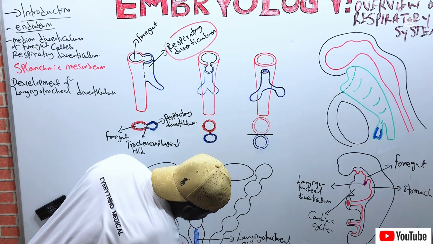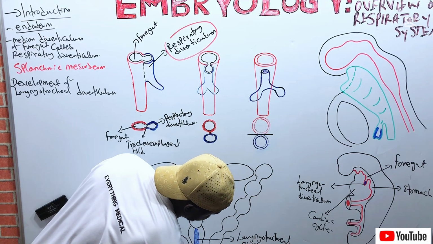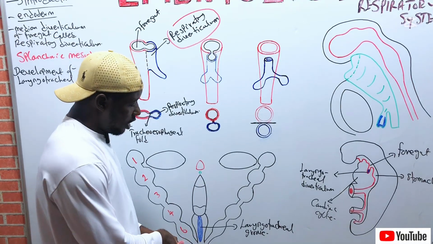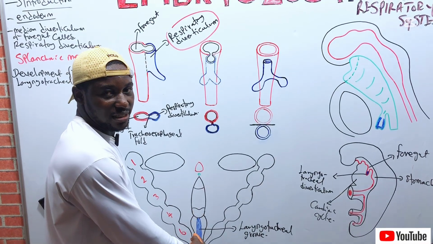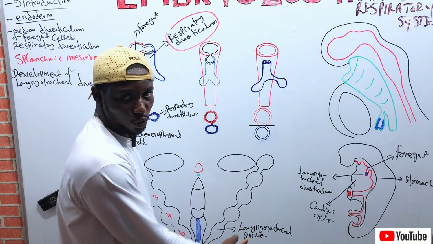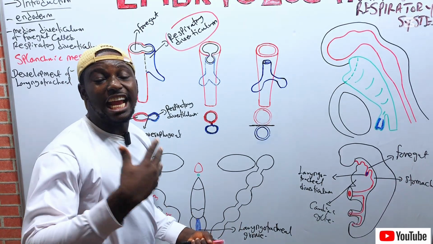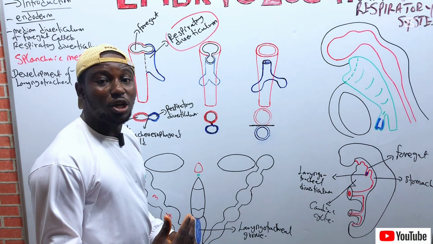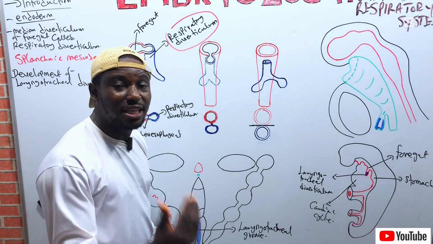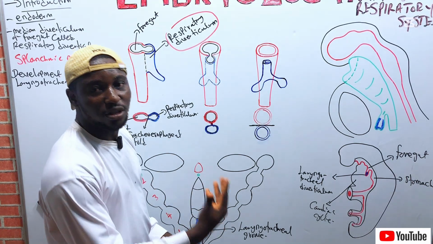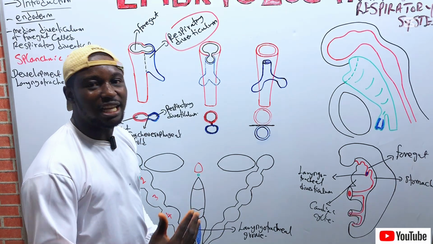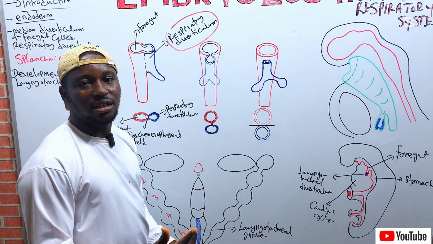Laryngotracheal groove, right? So it's usually seen on the midline. It's usually seen as a midline groove or the laryngotracheal groove on the endodermal lining, on the what? Endodermal lining of the floor of the primitive pharynx, just caudal to the hypobranchial eminence, precisely the epiglottal swelling.